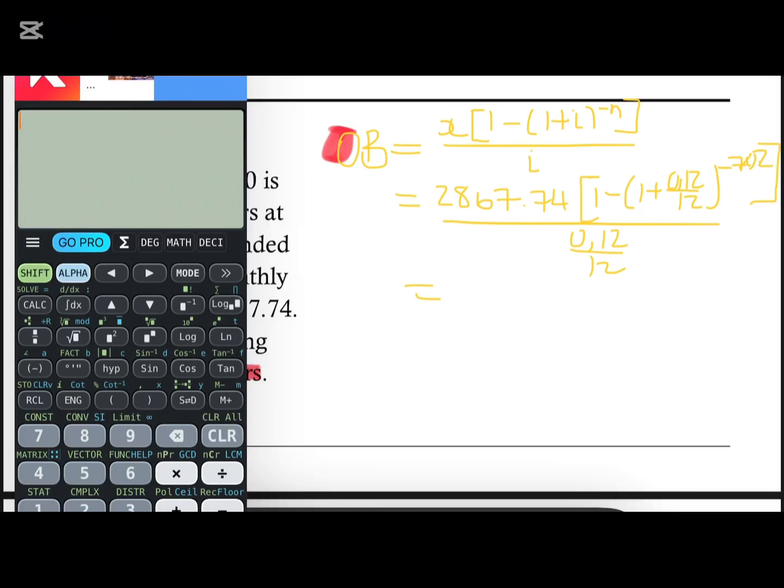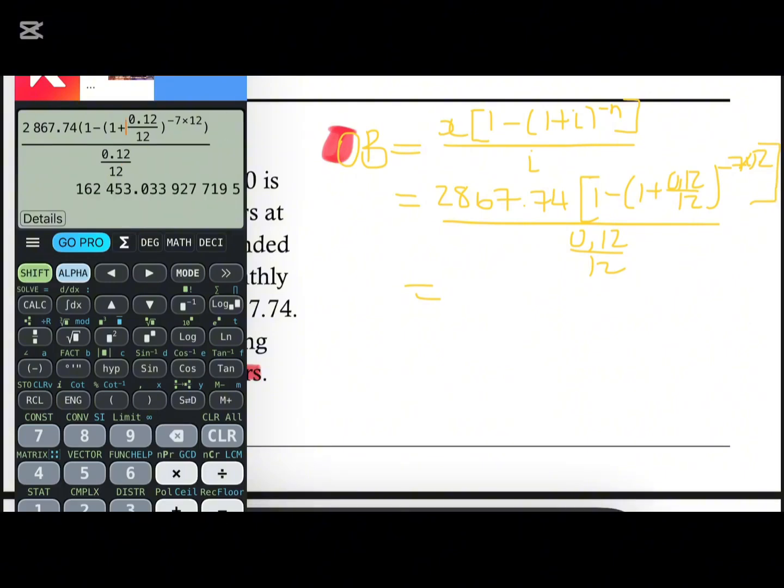So now your outstanding balance in this case will be what? Let's see. We have 2,867.74 into 1 subtract 1 plus 0.12 divided by 12, then we'll have to the power negative 7 times 12. Then in that case, we can find the outstanding balance.